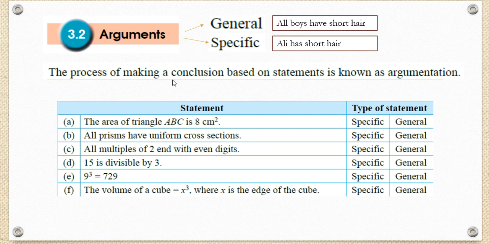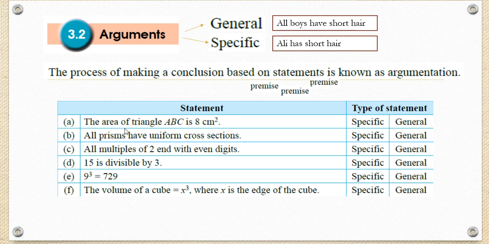So the process of making a conclusion based on statements is called argumentation. Meaning that you are going to make a conclusion based on a lot of statements. For arguments, those statements we can name as premise, premise, premise. I wrote down three premises here because you have to remember that premise means statements. So we have to identify whether they are specific or general.